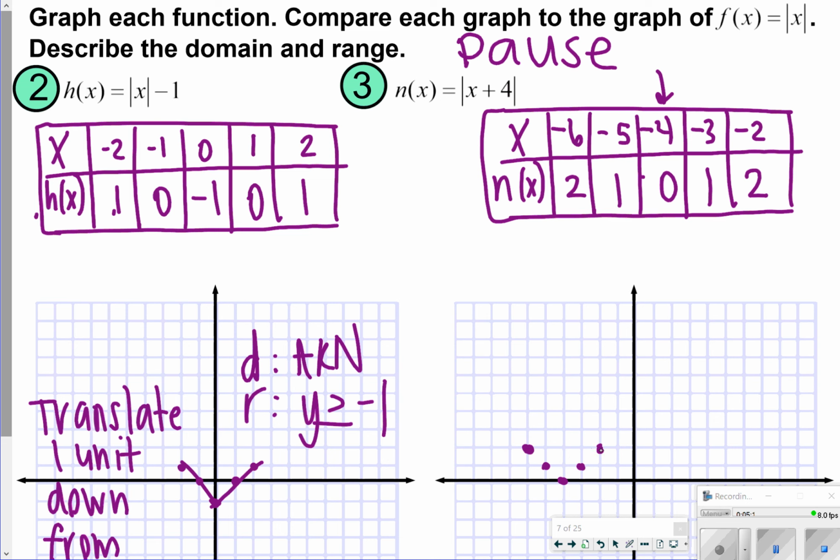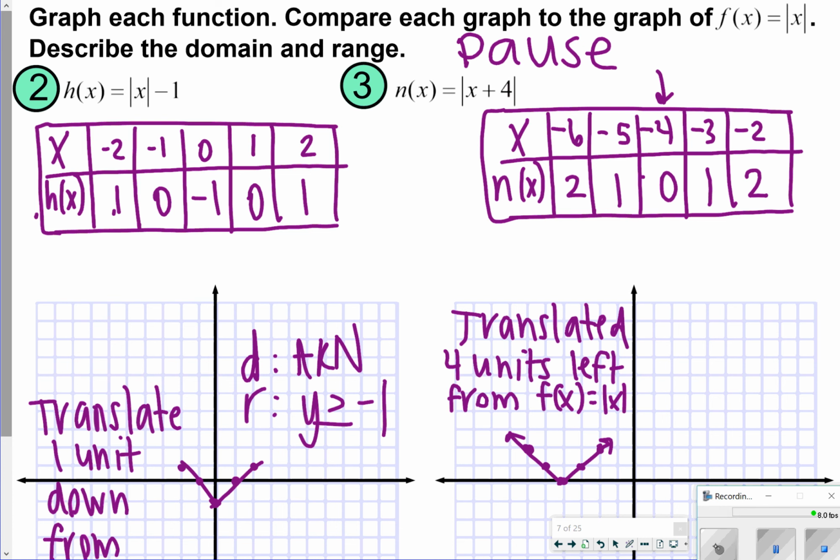So here's your vertex here. And this one has been translated four units to the left from your parent function. So maybe even consider what you're seeing in the absolute value. This one was translated 1 unit down. This one was translated 1 unit to the left. So there should be a kind of a pattern that you're going to start to see here. Okay, your domain again would be all real numbers. And your range for this one, y would just need to be greater than or equal to 0.